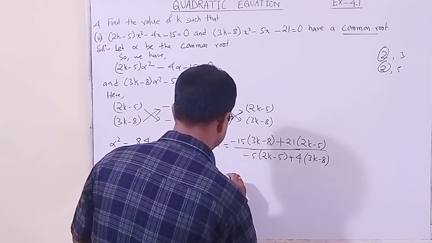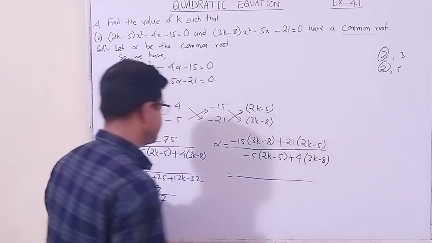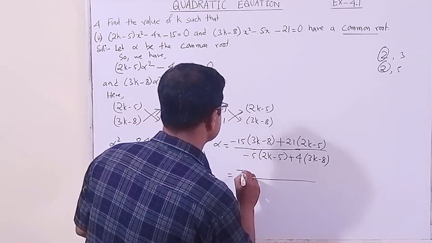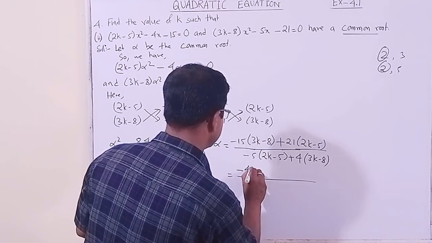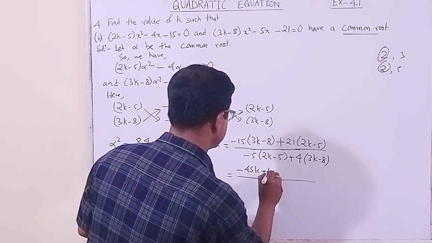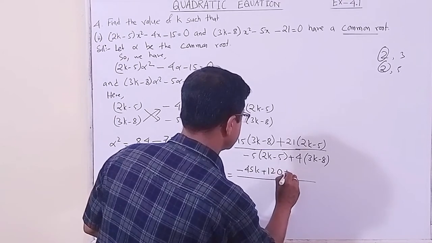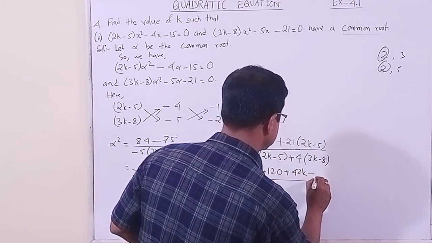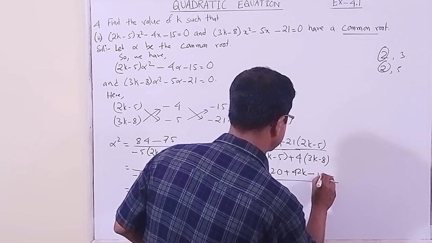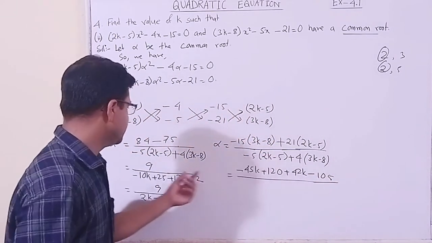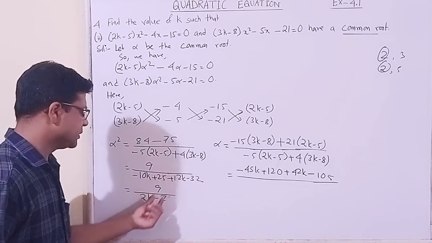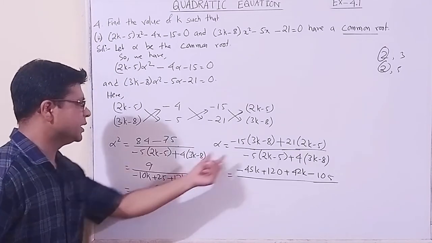Okay, here let us simplify it. Here minus this is 45k plus 120 plus this is 42k minus this is 5 1 is 5, 5 2 is 10, 105. And this one is the same thing, so directly let us write. We will not do these steps directly because its value is this and they are the same.